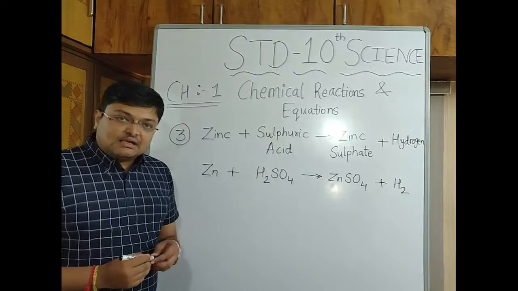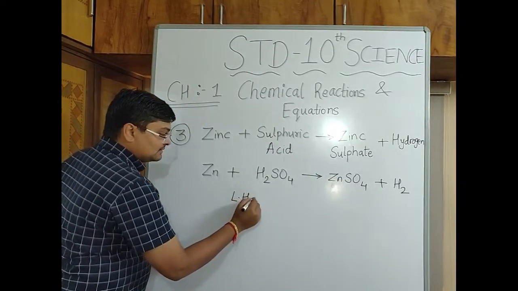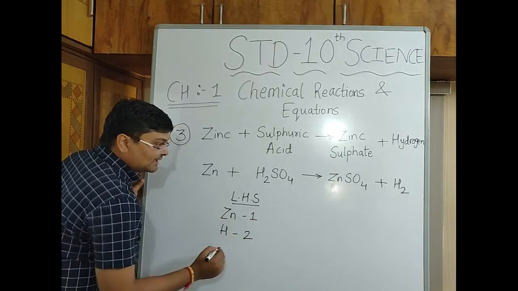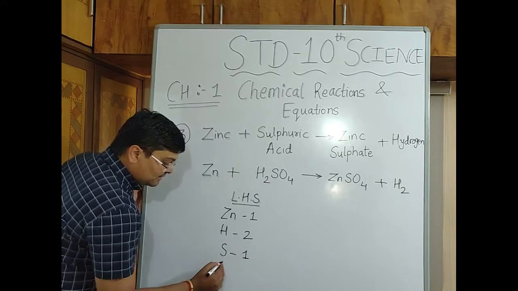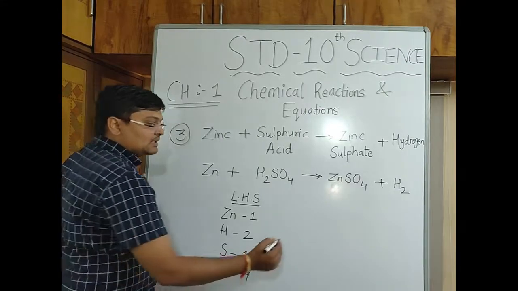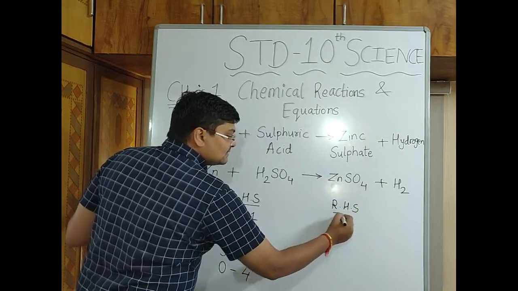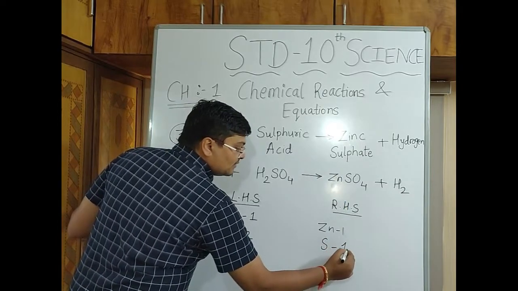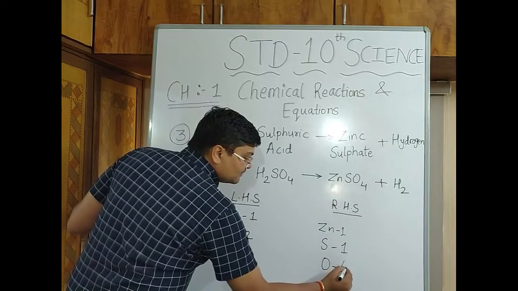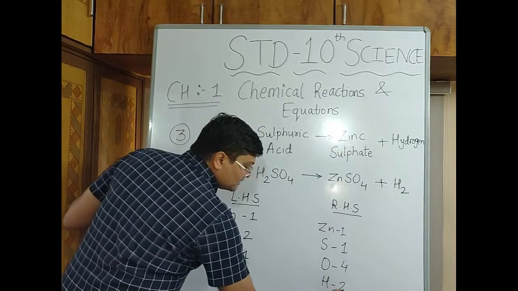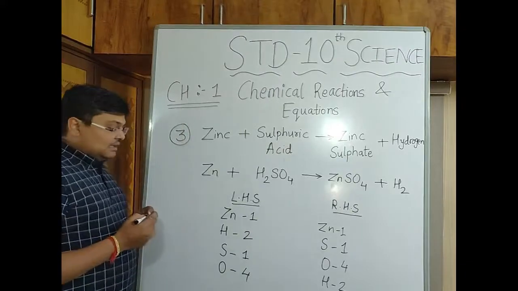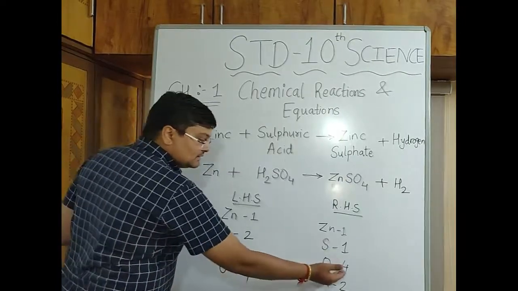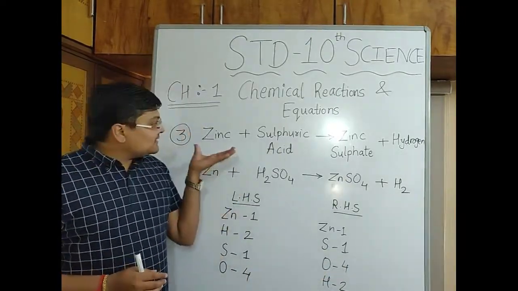Now, if you see here, the left hand side: zinc is 1 molecule, hydrogen 2 molecules, sulfur 1 molecule, oxygen 4 molecules. Now on the right hand side: zinc is 1 molecule, sulfur 1 molecule, oxygen 4 molecules, hydrogen 2 molecules. Now if you see, zinc, hydrogen, sulfur, oxygen, all are balanced. So this is a balanced equation.